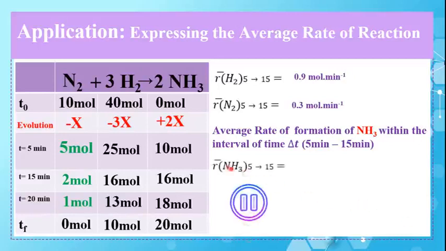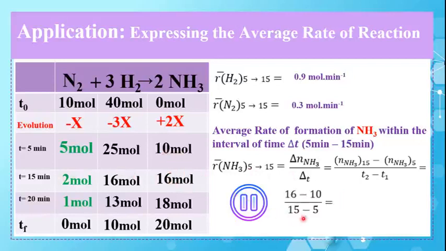The average rate of formation of NH3 in the interval of time 5:15 is equal to delta N of NH3 over delta T. We don't put a minus here since NH3 is a product and the value of delta N is positive, equal to the number of moles of NH3 at T equal 15 minus the number of moles of NH3 at T equal 5 over T2 minus T1, equals 16 minus 10 over 15 minus 5. 16 minus 10 is equal to 6 over 10 equals 0.6 mol minute minus 1. The three values of rate are different.